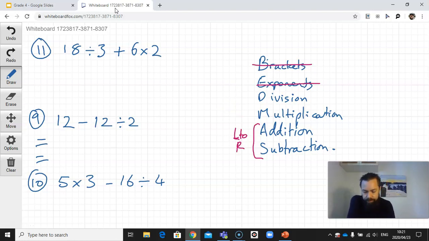Right, number 9. I hope that you didn't make the mistake of going 12 minus 12 is 0 and 0 divided by 2 is still 0, because we need to do division first. So that's the part we're going to do first. I'm going to leave my 12 and my minus in front where they were to start with, and then 12 divided by 2, we did that earlier, is 6. So 2 into 12 goes 1, 2, 2, 4, 6, 8, 10, 12 goes 6 times. We only have one step left to go. 12 minus 6 is 6.